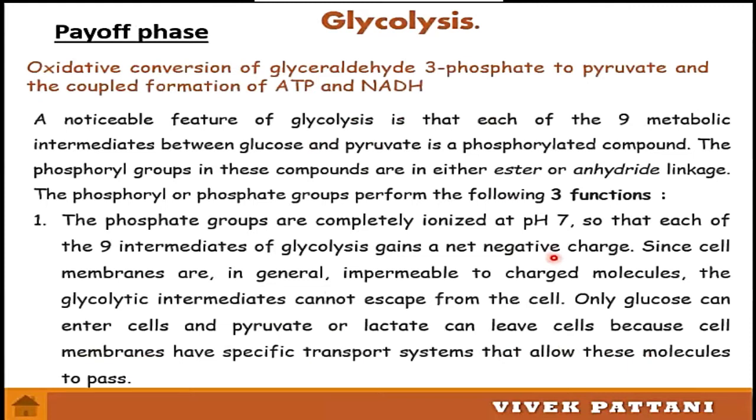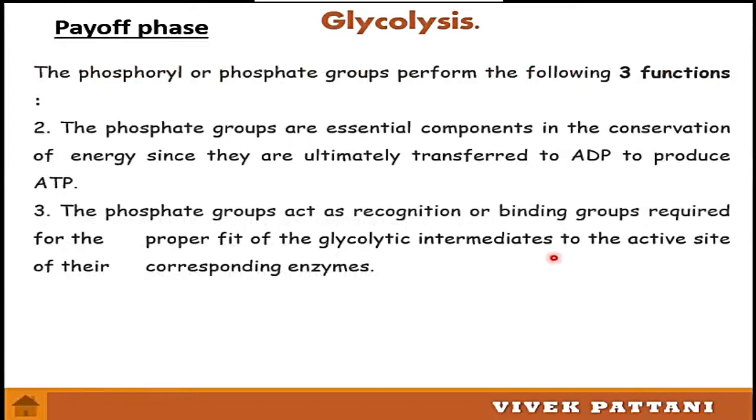And pyruvate is the end product of glycolysis. How lactate is formed, we will discuss in the next lecture. And why is it not possible for other intermediates to move out of the cell? The reason is simple: cell membranes have a specific transport system that allows only selected molecules to pass through the membrane.